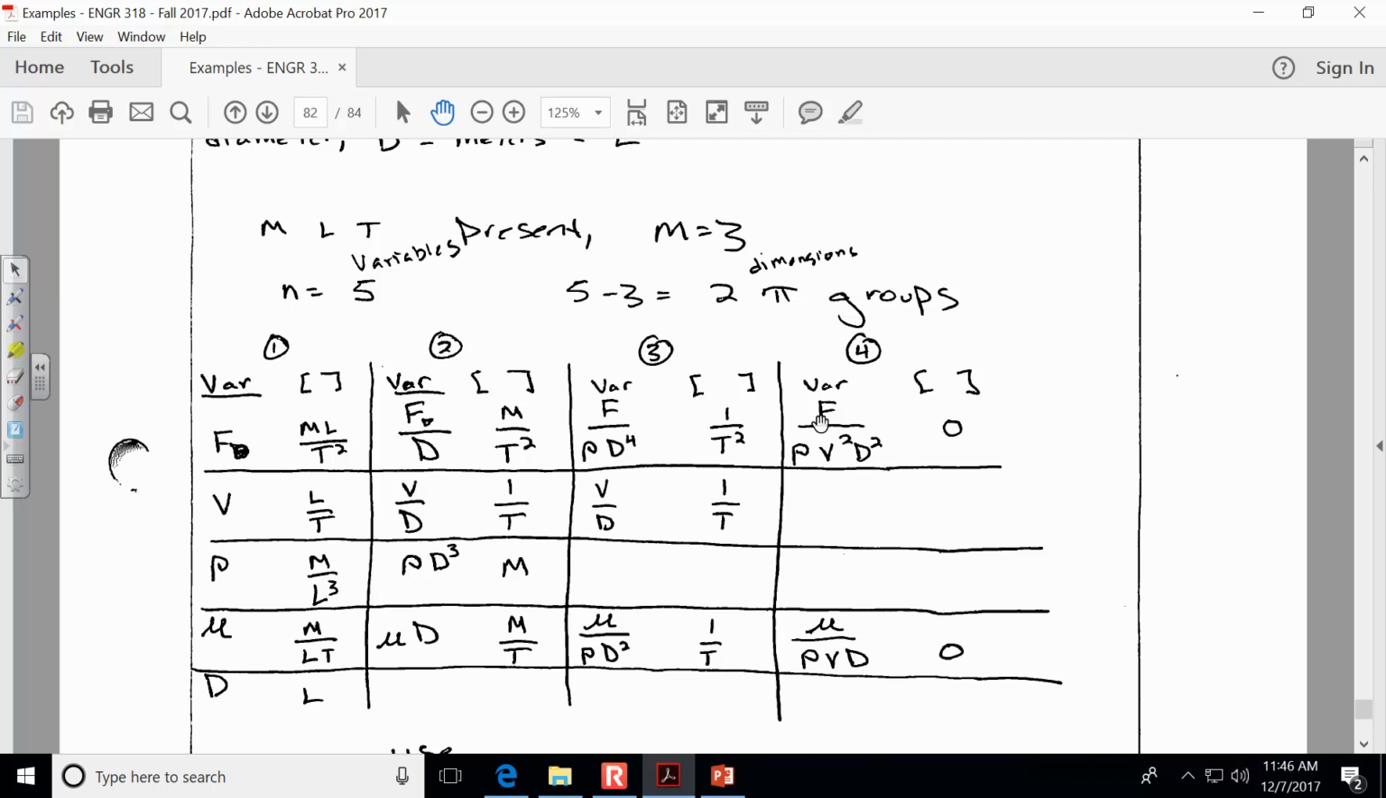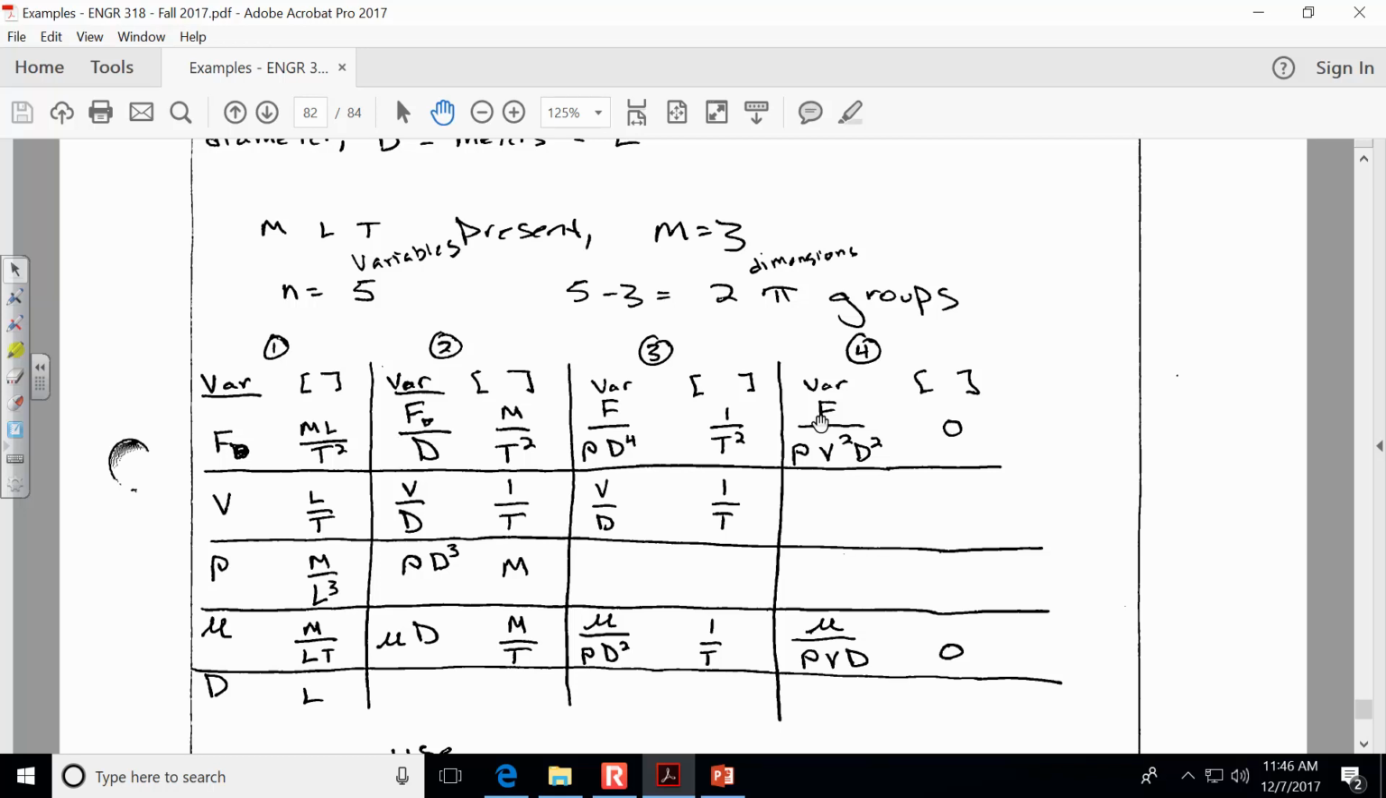So what should I do with V and D to cancel out the length parameter? V divided by D. Same thing as before. Right. So then what's that going to leave? What are the units of V divided by D? 1 over T. All right.